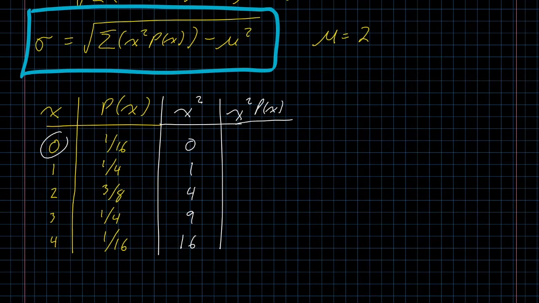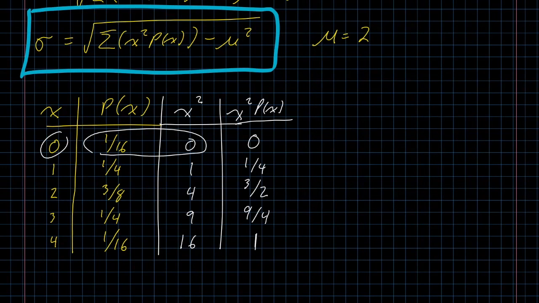And then my formula says I need x squared times p of x. So I take my p of x and my x squared and I multiply them together. 1/16 times 0 is 0. 1/4 times 1 is 1/4. 3/8 times 4 is 12 over 8, which reduces to 3/2. 1/4 times 9 is 9/4. Unfortunately, it does not reduce. And 1/16 times 16 is 16 over 16, which reduces to 1.